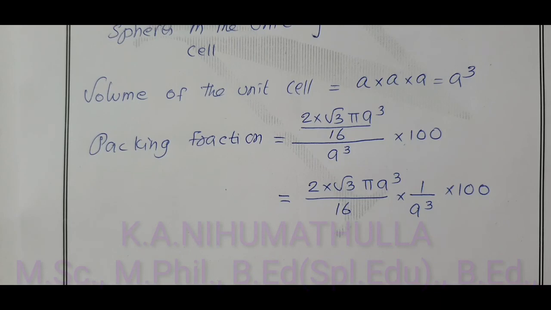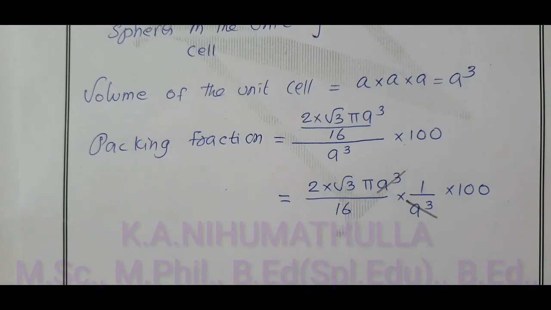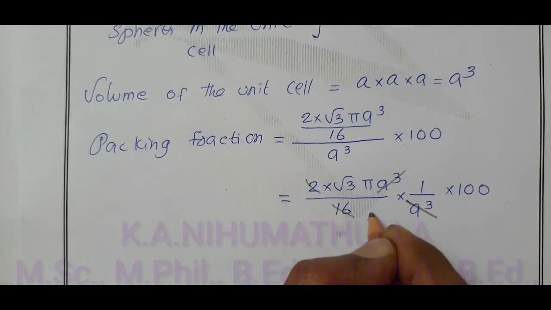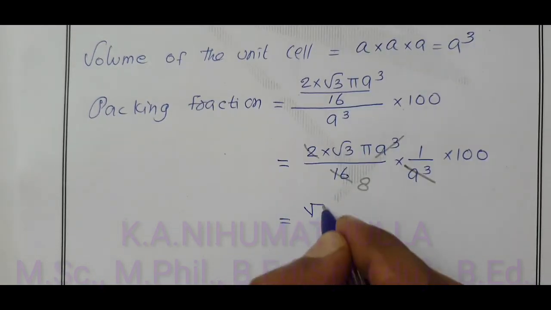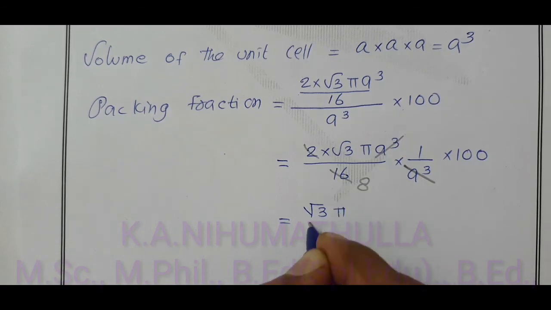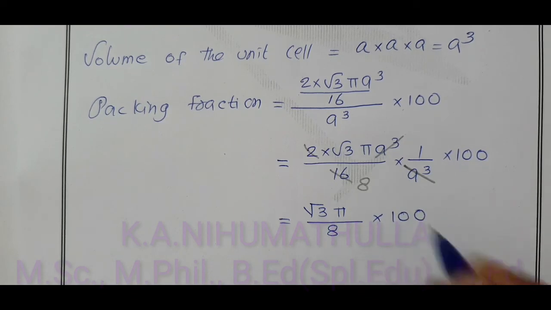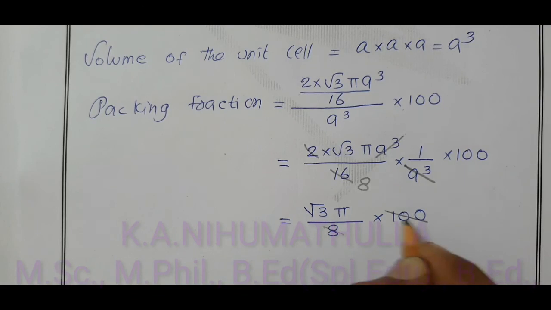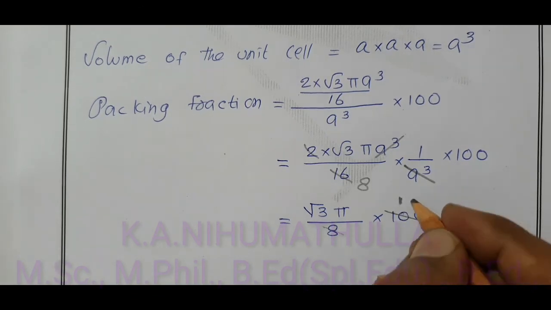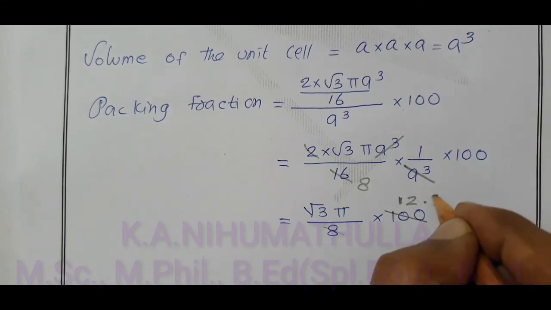What are the quantities? You can cancel. A cube gets cancelled. 1 2 is 2, 8 2s are 16. Now our value is root 3 pi divided by 8 into 100. 1 8 is 8. In 100, how many 8s are there? In 100, 10, 1 8 is 8, remaining 20, 2 8s are 16, remaining 4, 40, 5 8s are 40.